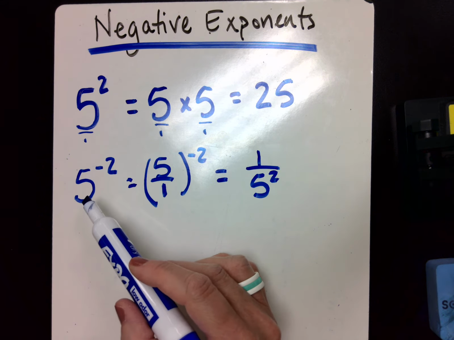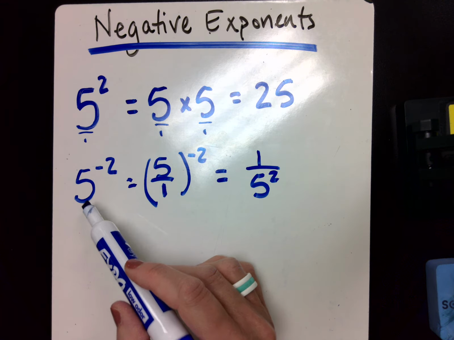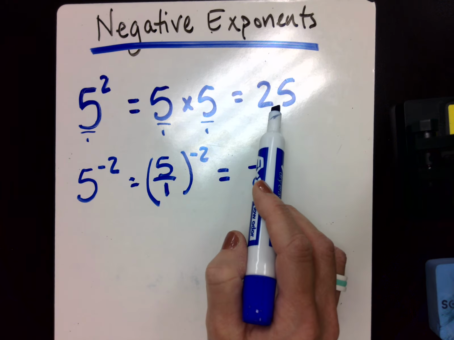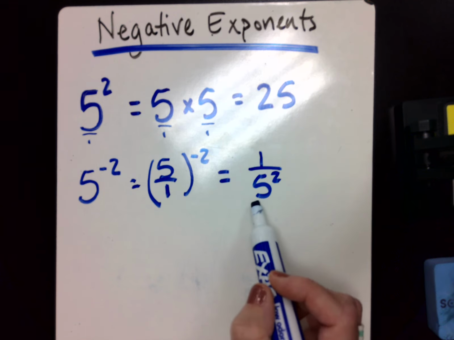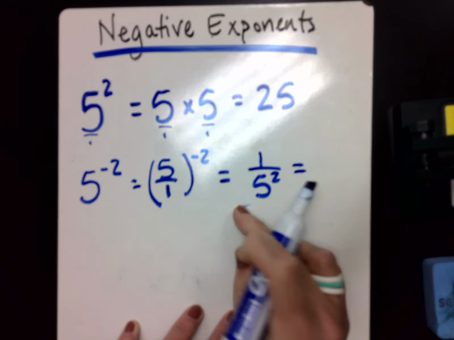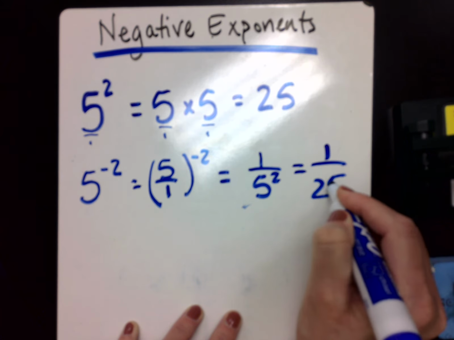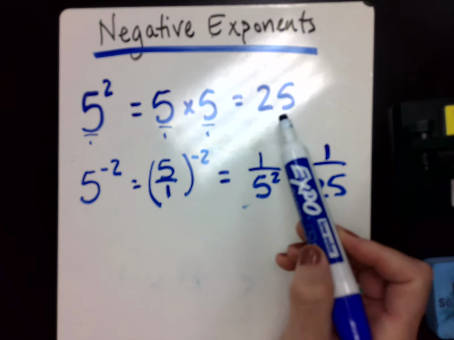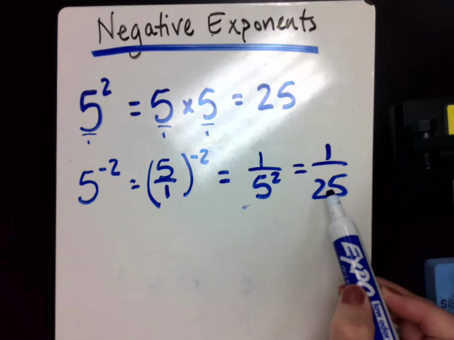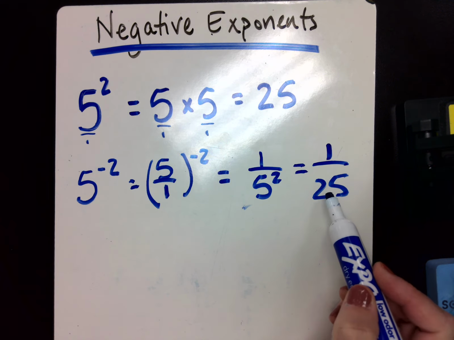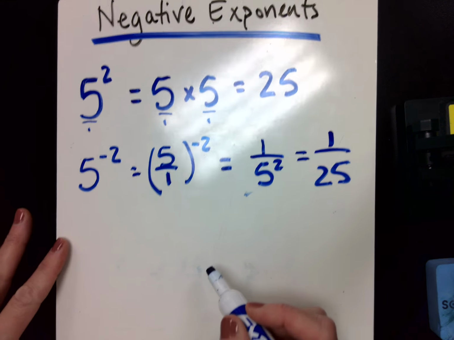You're making your number smaller than what it was to begin with. The positive makes your number bigger than what it was to begin with. The negative makes your number smaller. So this actually turns into 1/25th. So instead of just coming up with 25 as an answer with a positive exponent, you're actually dividing by 25. So you get 1/25th. So let's try another one.